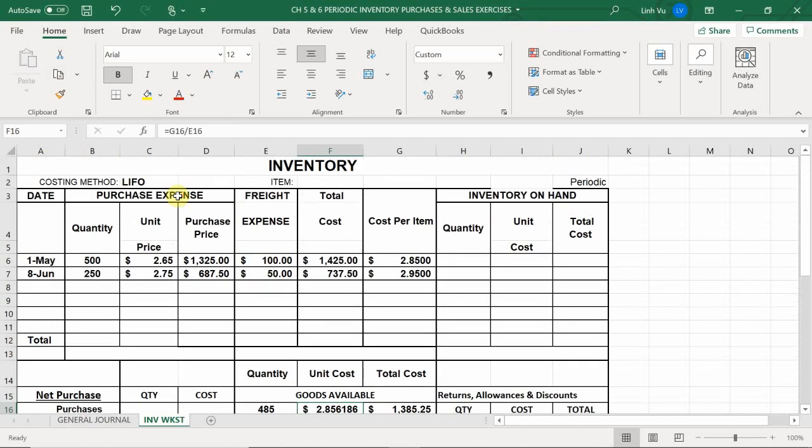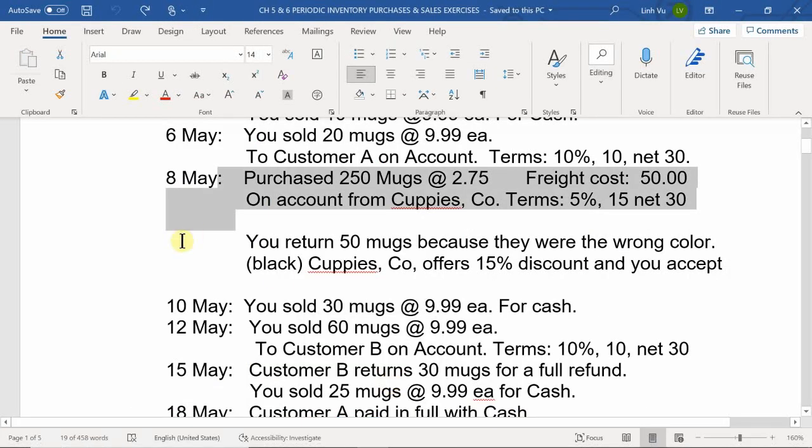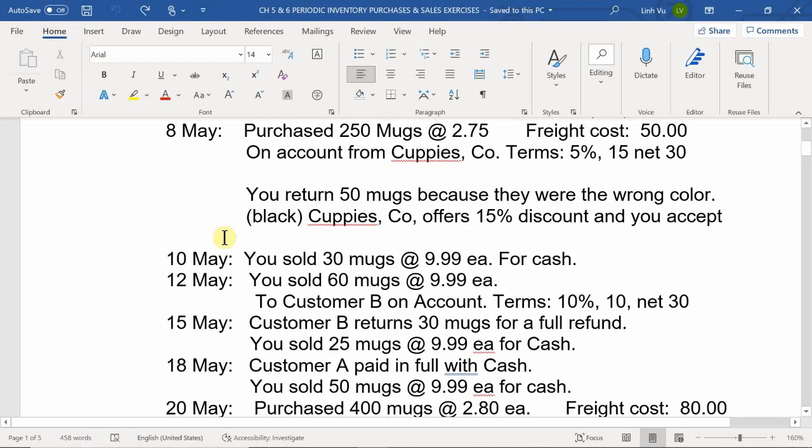So there we go, we plugged our inventory into our inventory worksheet. So let's see what else is next. Okay. That very same day, you end up returning 50 of those mugs because they were the wrong color. They were black mugs instead of brown mugs. And Copico offers a 15% discount, and you accept it. So what do we call this?